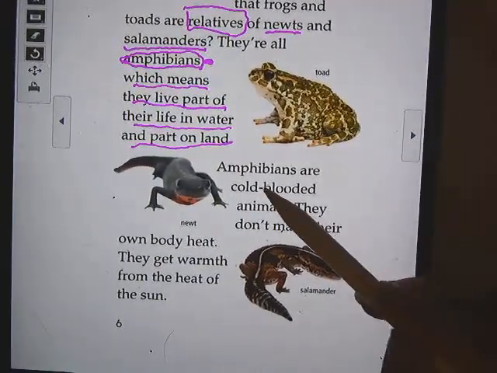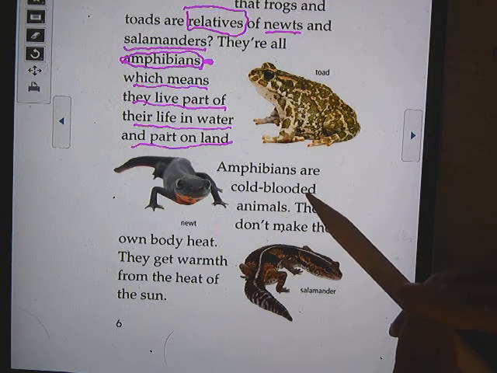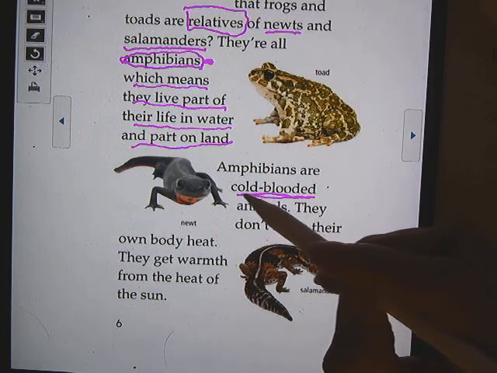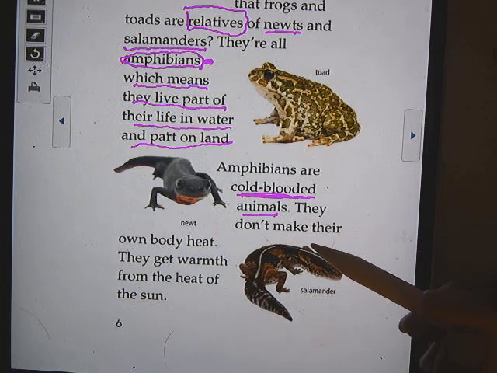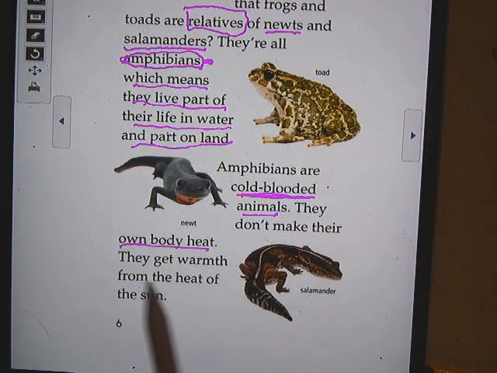Let's continue on. Amphibians. So, it's giving us more information. So we know that amphibians do what? That's right. They live on land and water. And they're also cold-blooded animals. And that's not what humans are. We're not cold-blooded. We're warm-blooded. And let's find out what it means to be cold-blooded. They don't make their own body heat. They get warmth from the heat of the sun.